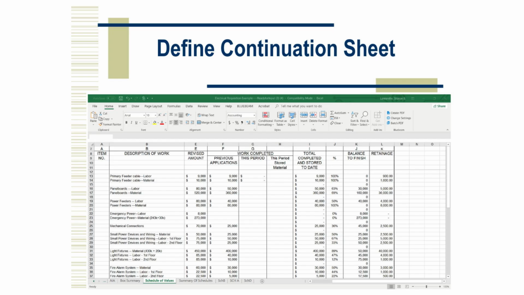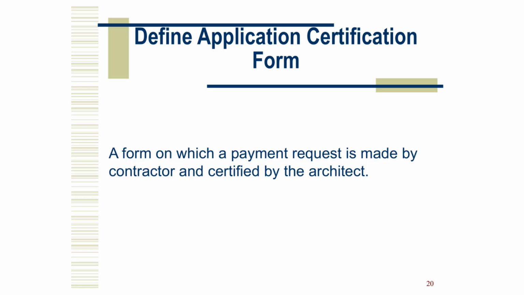but not yet installed. Column I, total completed and stored to date, adds up everything billed so far, previous work, current work, and stored materials. Column J calculates the percent complete based on the total billed to date compared with the revised amount. Column K, balance to finish, shows how much money remains to be billed for that activity. Finally, column L, retainage, is the amount temporarily withheld, typically 5 to 10%, to ensure completion and quality before final payment. Together, these columns give a full picture of progress, billing accuracy, and cash flow for each trade.